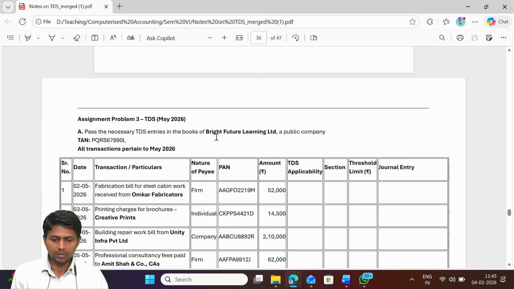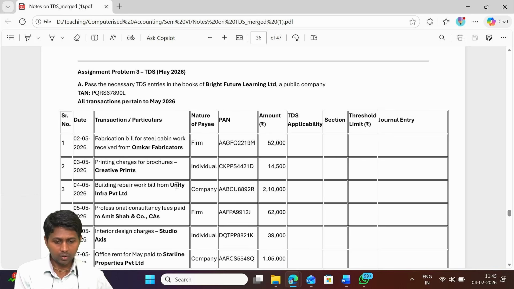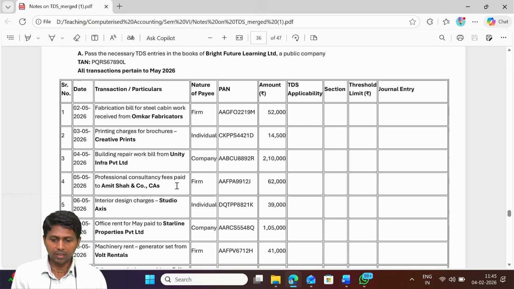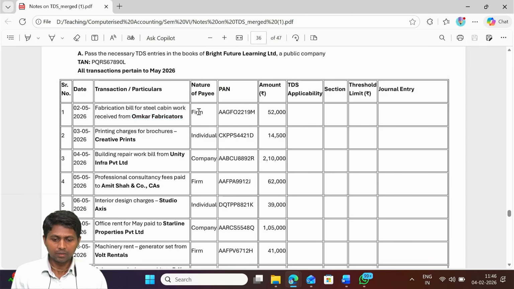Now, this data is related to Bright Future Learning Limited. The TAN is given, and then we have transactions. Now, how to solve, where to write, what to write, I will explain with the help of 3 to 4 transactions. Correct. And then the remaining transactions you can do on your own. For every transaction, you will get serial number, date, the particulars of the transaction, nature of the payee. Here you will find party name, and the nature or deductee type. Then after that, the PAN number of that party.